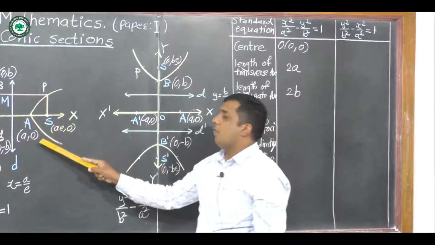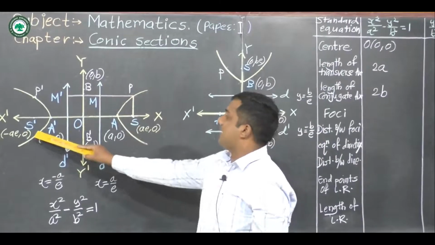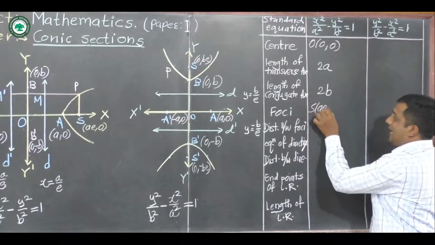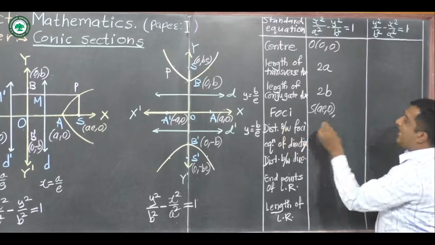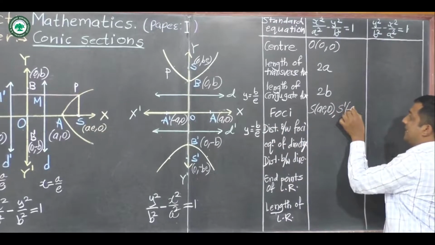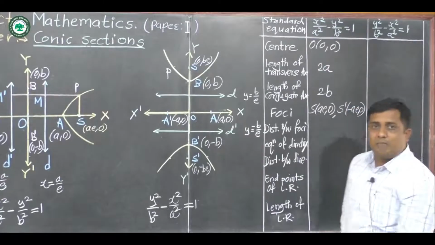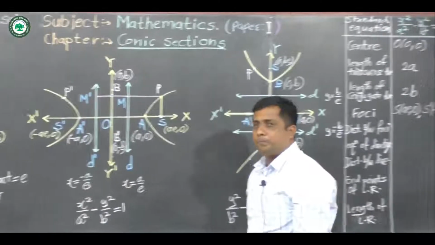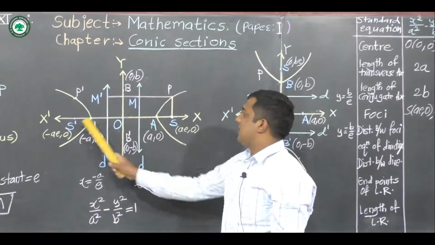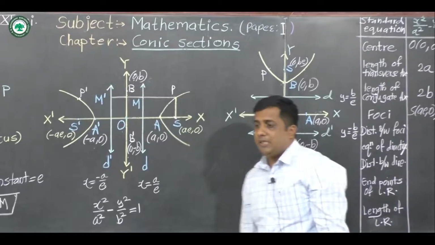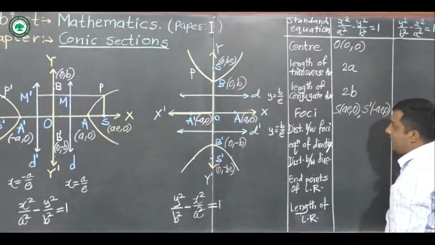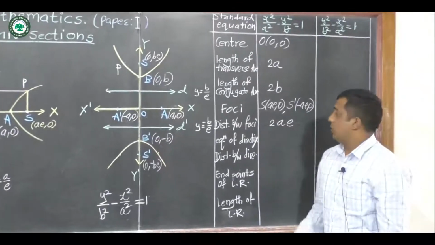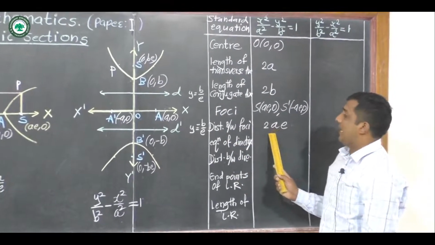Here in the first figure we have two focus points S and S dash. The coordinates of S are (AE, 0), and for S dash they are (minus AE, 0). Then the distance between the foci, that is the distance SS dash, is twice AE. So remember this part also: the distance between the foci is twice AE.